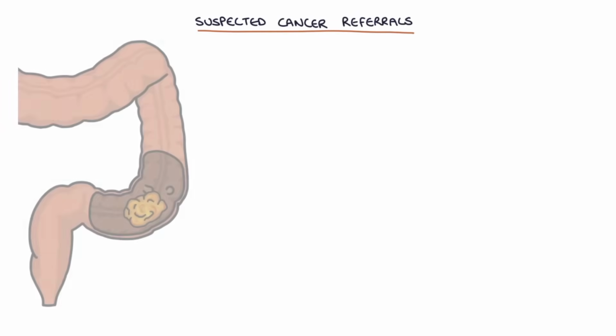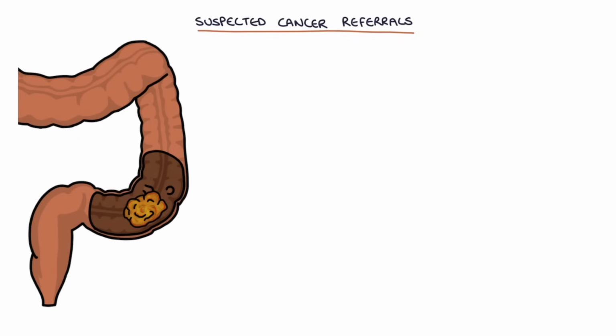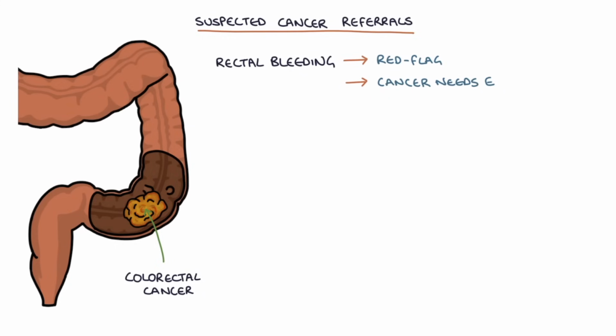Next, let's talk about suspected cancer referrals. Before we go into all the different possible causes of rectal bleeding, first let's address the cause that's probably most important to identify urgently, meaning colorectal cancer. Rectal bleeding is a red flag symptom, and colorectal cancer needs to be excluded.